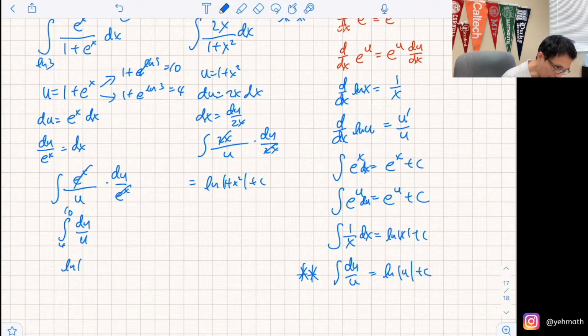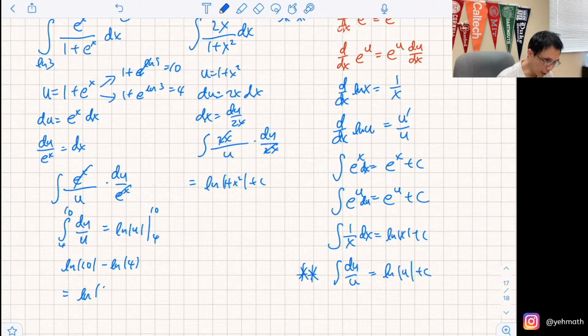So that's going to be natural log of 10 minus natural log of 4, because this is equal to natural log of u between 4 and 10. And then subtracting does not become natural log of 6. It's actually natural log of 10 over 4. So it's equal to natural log of 5 over 2.